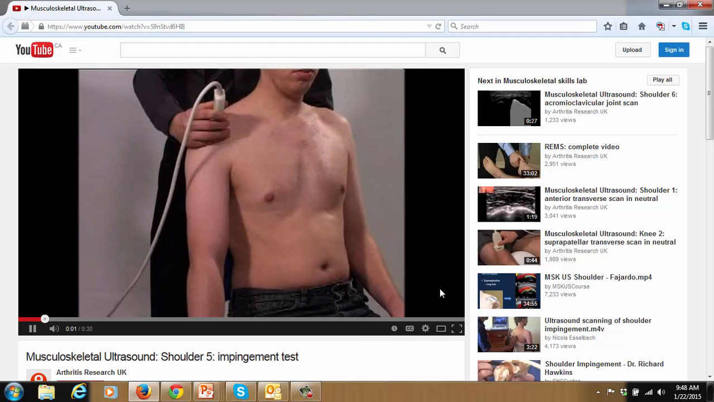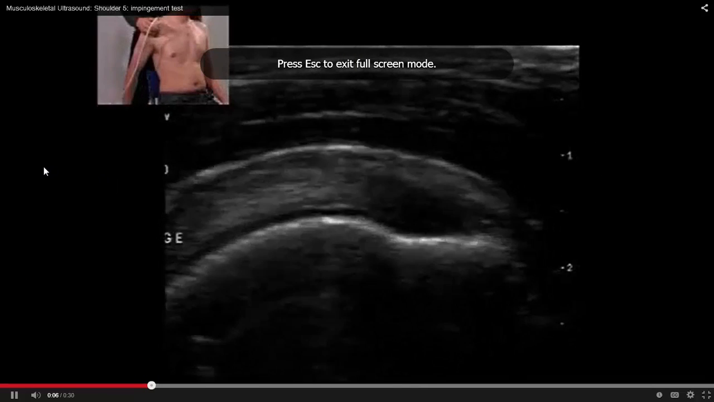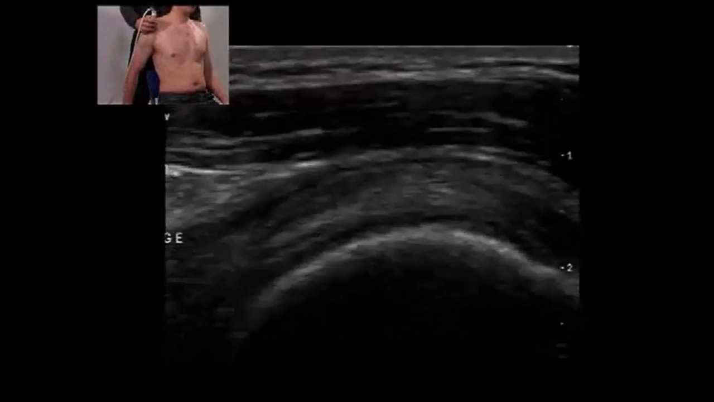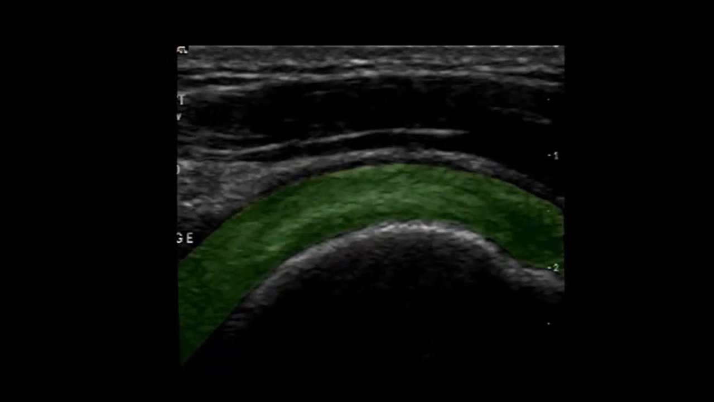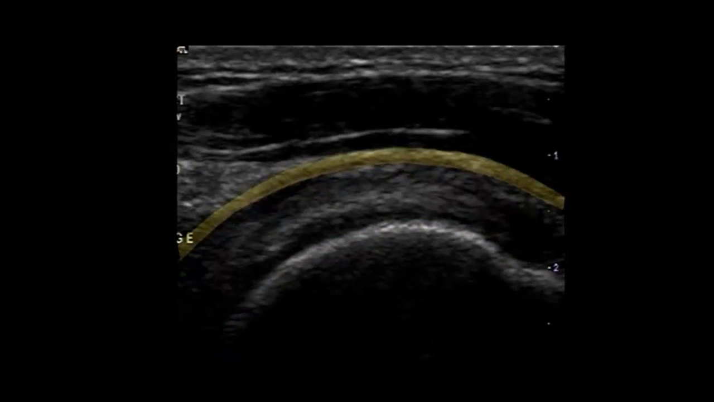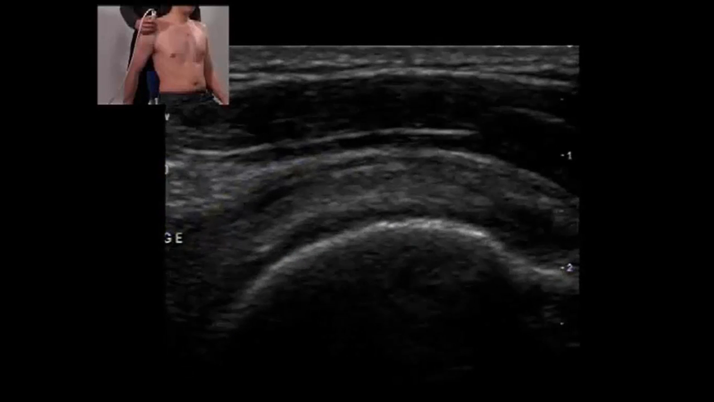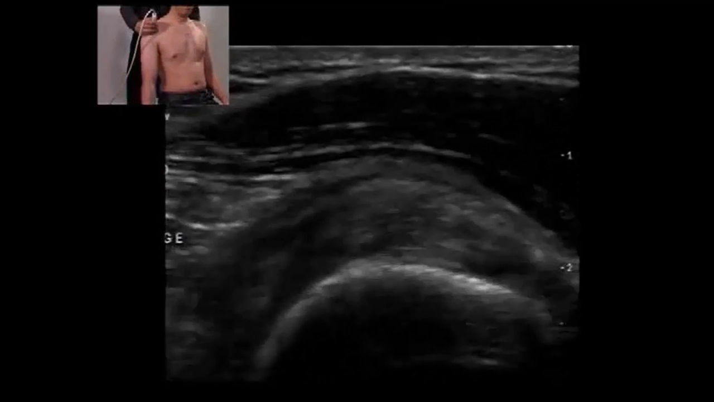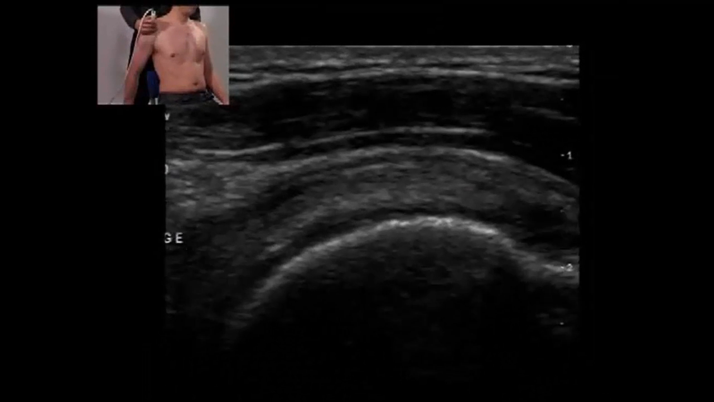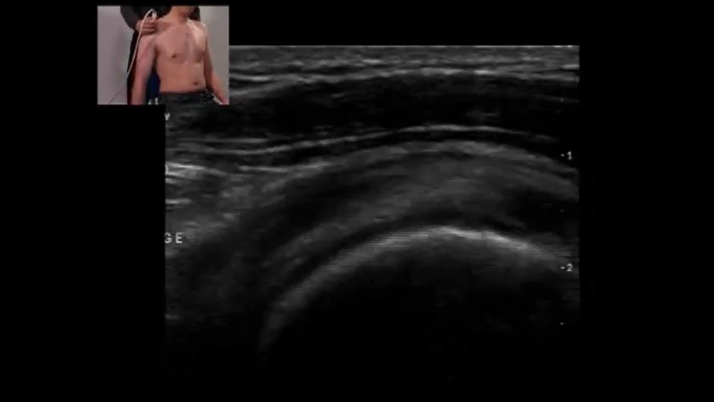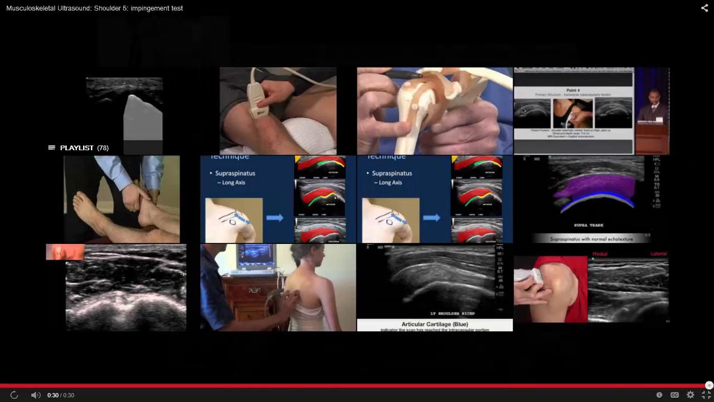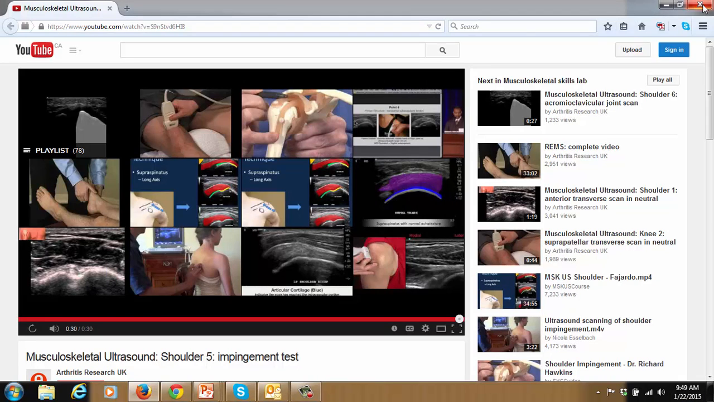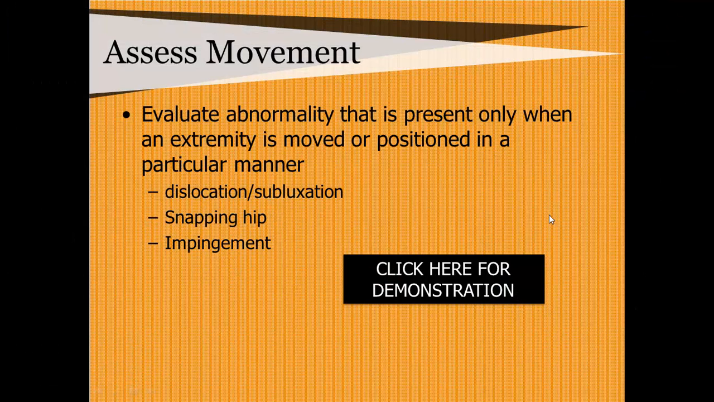The patient sits, arm by side, examiner standing behind. The probe is placed longitudinally over the anterior aspect of the humerus. The supraspinatus tendon is clearly visualized with the subdeltoid bursa above and the coracoacromial ligament. The arm is moved from extension through 45 degrees of flexion in order to observe supraspinatus tendon movement under the subdeltoid bursa and coracoacromial ligament. Alright, so that's just an example of what you can do with movement.